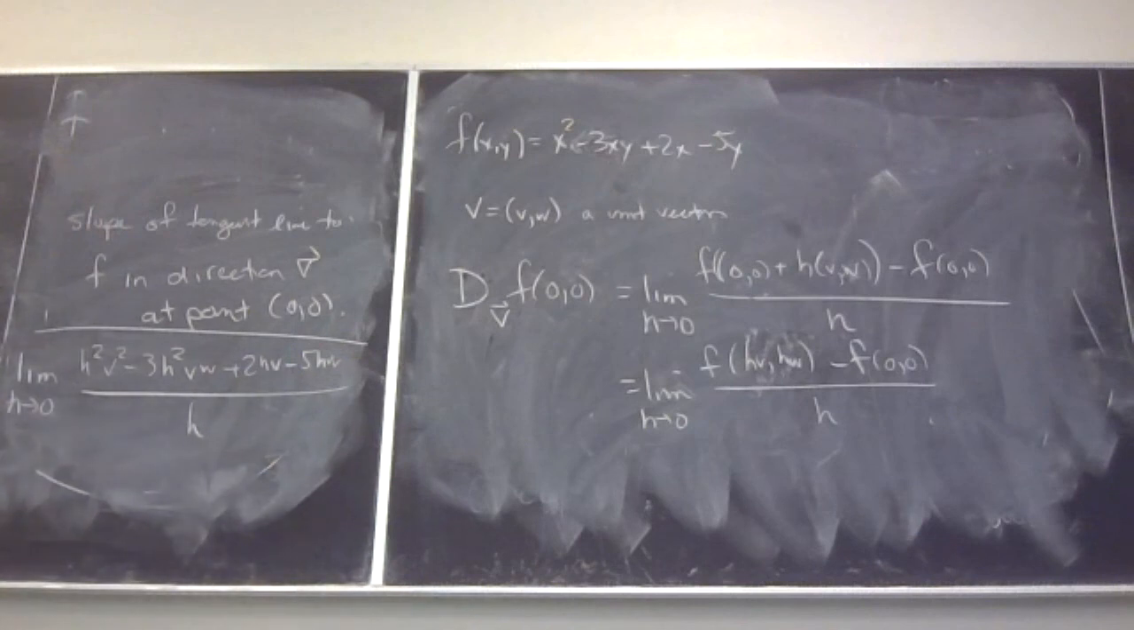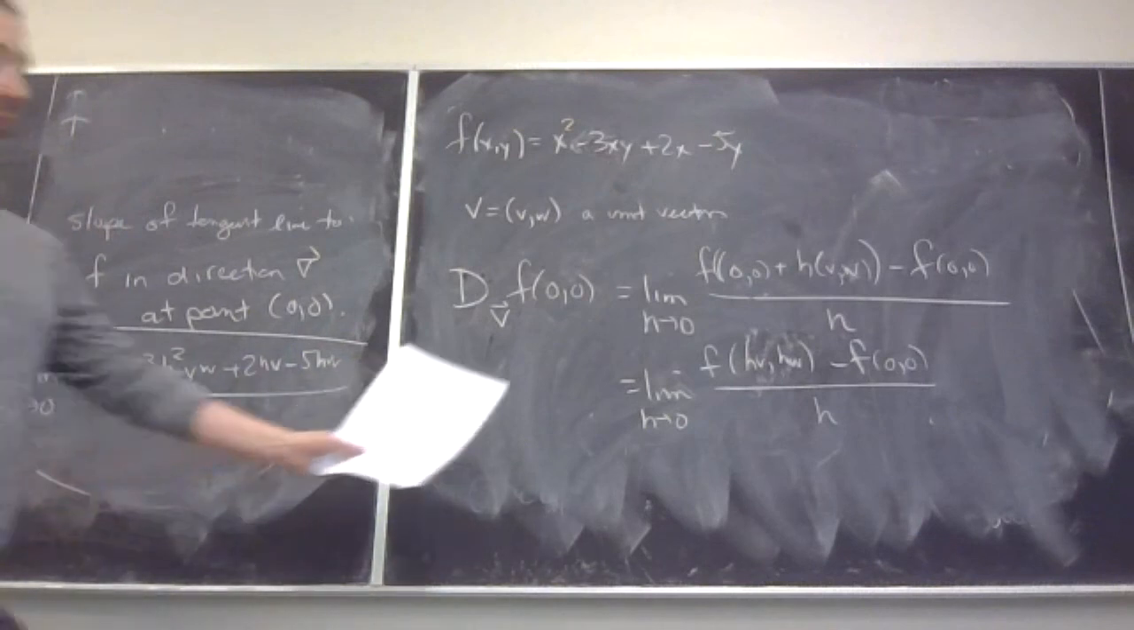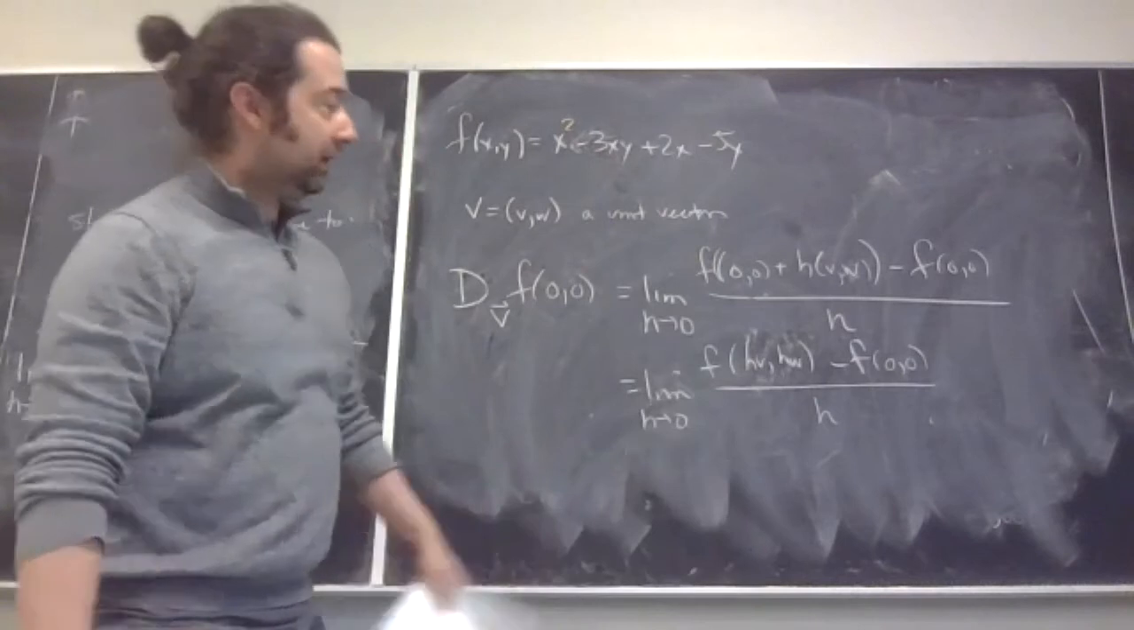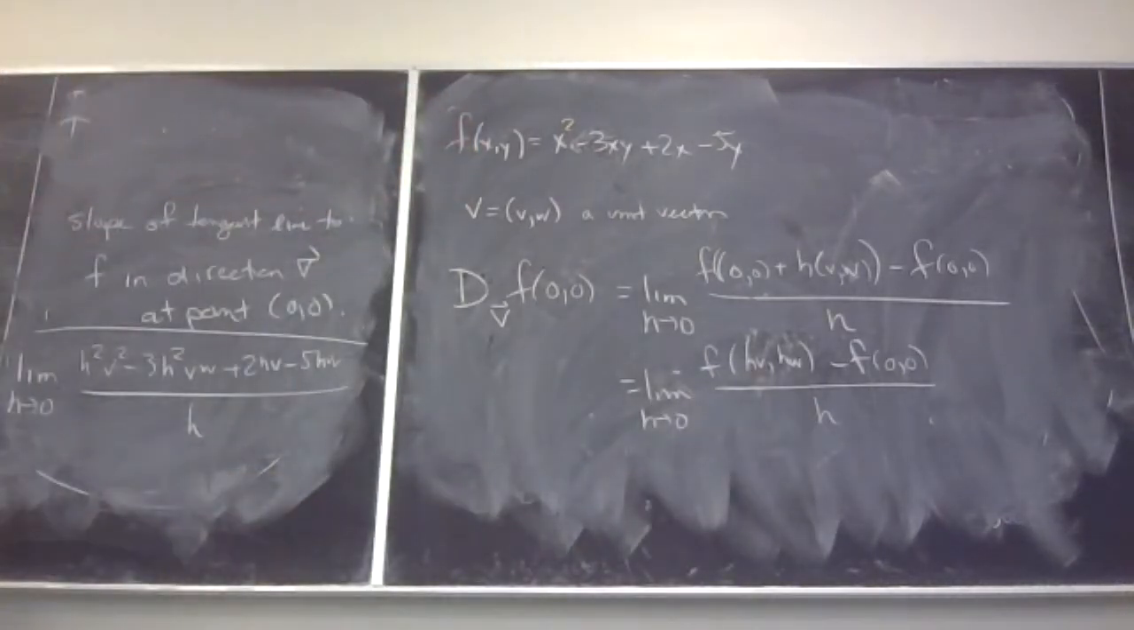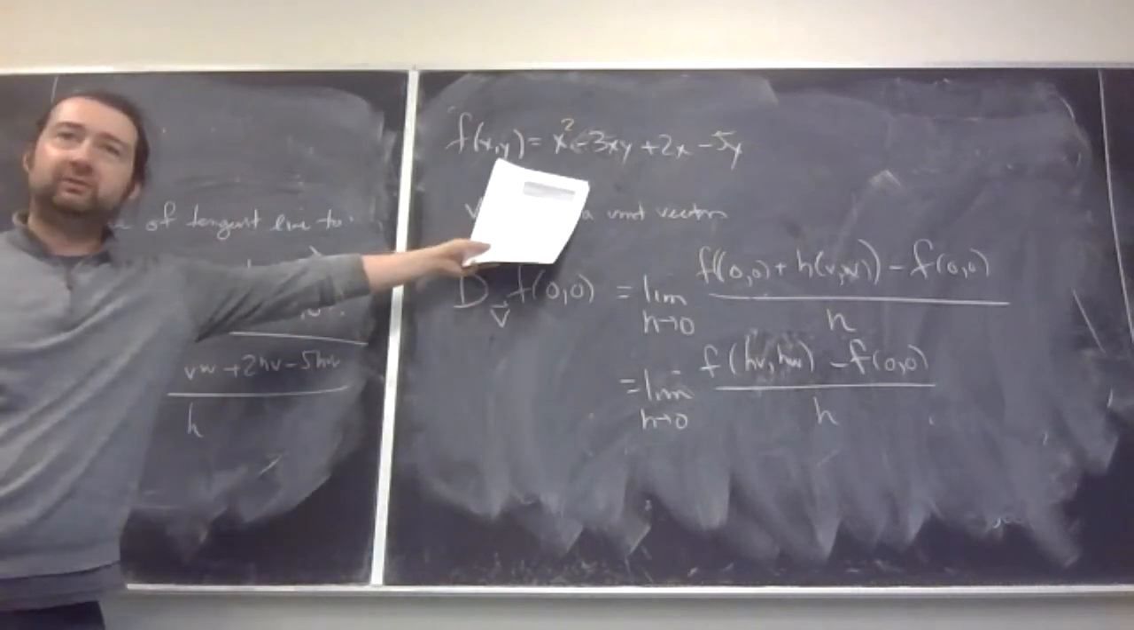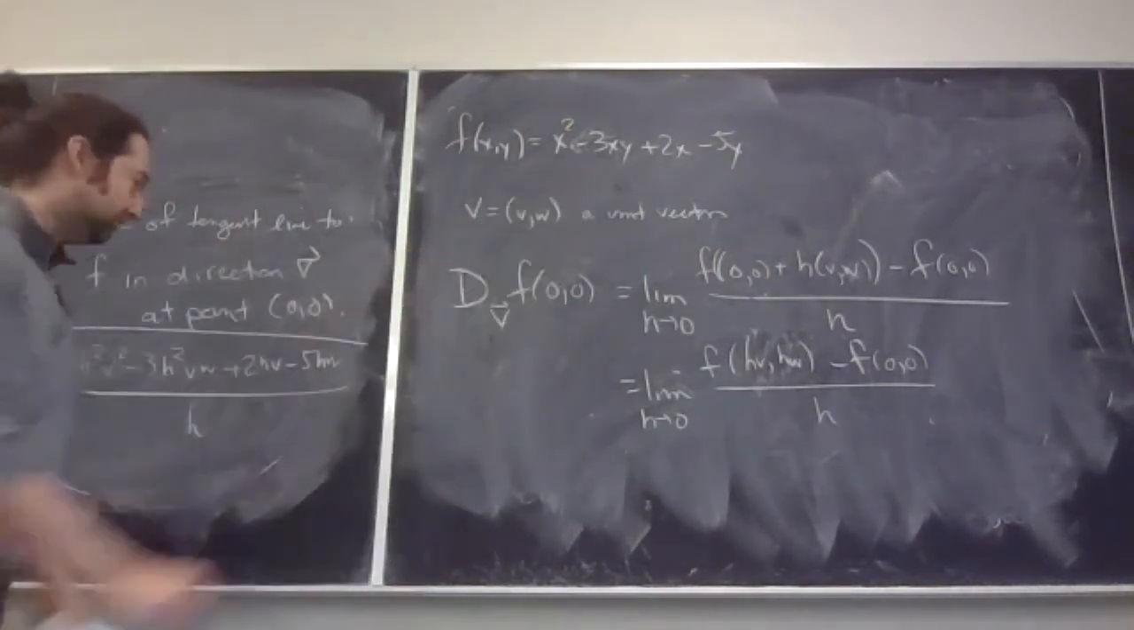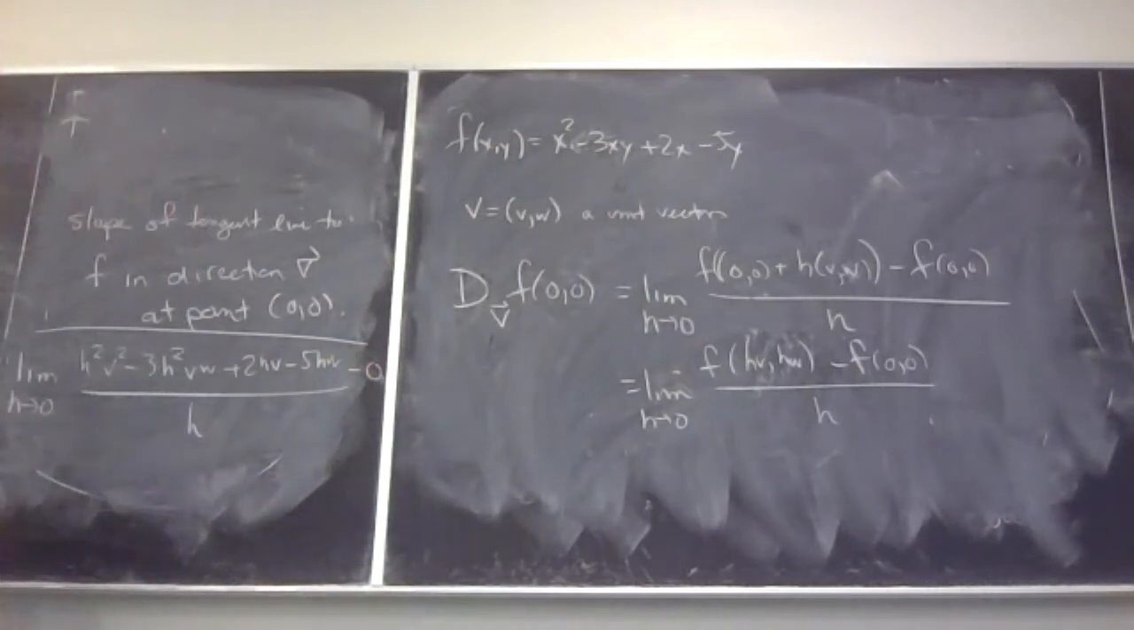How did I get that? Every time we saw an X, I put an HV. Every time we saw a Y, I put an HW. I subtracted off f of 0, 0. But what is f of 0, 0? 0, right? That's a pretty simple computation.